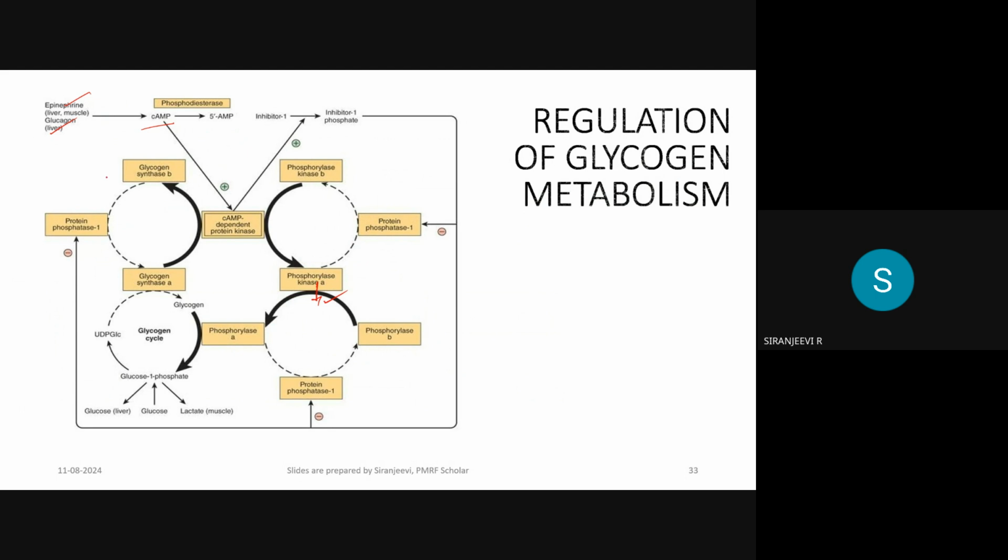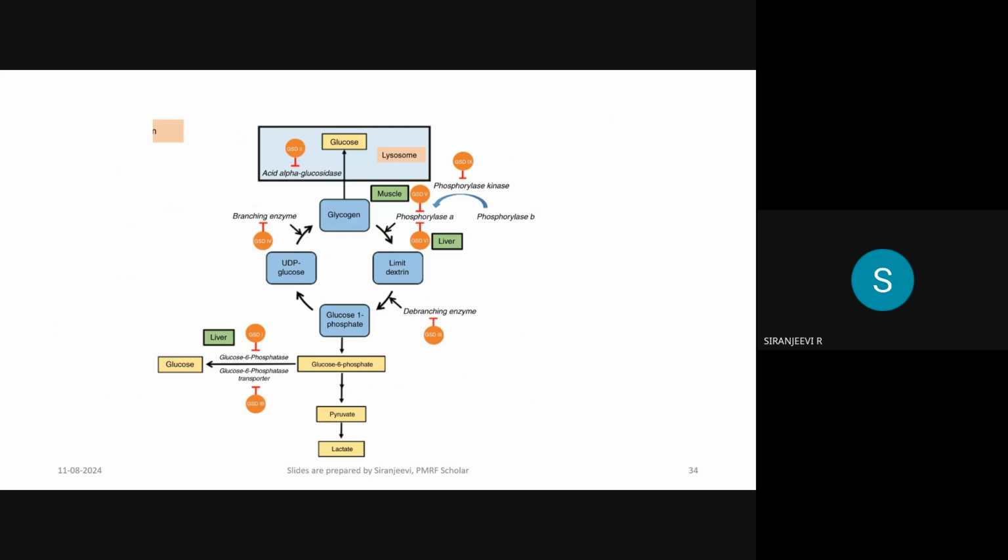Suppose you don't need this kind of activity, then insulin will come. What does insulin do? Insulin will induce the enzyme phosphodiesterase that will convert cyclic AMP to 5' AMP. Then the reaction will be stopped. Then glycogen synthase B will be converted to glycogen synthase A, then glycogen will be synthesized. So the same thing in different forms that we have shown. You can go back and see what is there exactly. And this is the overall picture of how it is happening, which I have given in a very small form.